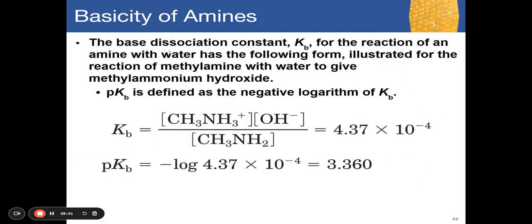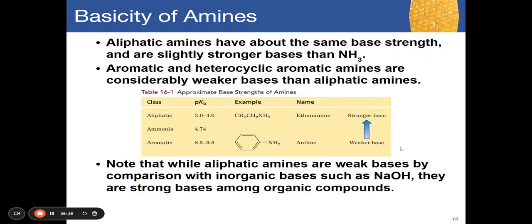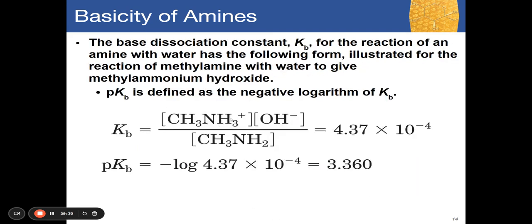Okay, so basic. The base dissociation constant, Kb, the dissociation constant of your base, will be studied in your analytical chemistry. The reaction of an amine with water has the following form. We have illustrated the reaction of methylamine with water to give methylammonium hydroxide. So pKb is defined as the negative logarithm of your Kb. Remember, every time there is a P, it means negative logarithm, like pH, the negative logarithm of your molarity of H. It is the same here. This is a bit complicated for inorganic and organic chemistry, but this will be studied in your analytical chem.